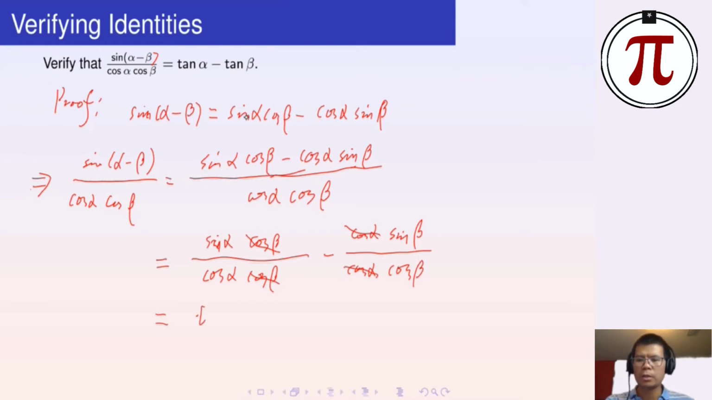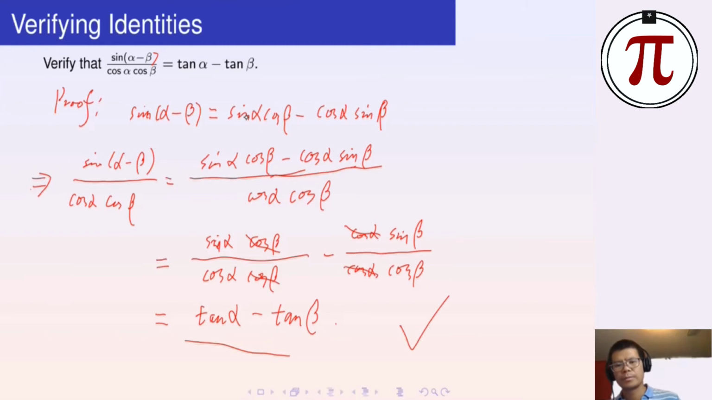That is what? Tangent alpha, right? And the second term is sine beta over cosine beta. That's tangent beta. So therefore, we have this equation, right? Therefore, this equation is verified. Good. So basically it's just using the formula and some algebra, then we can get this verified.